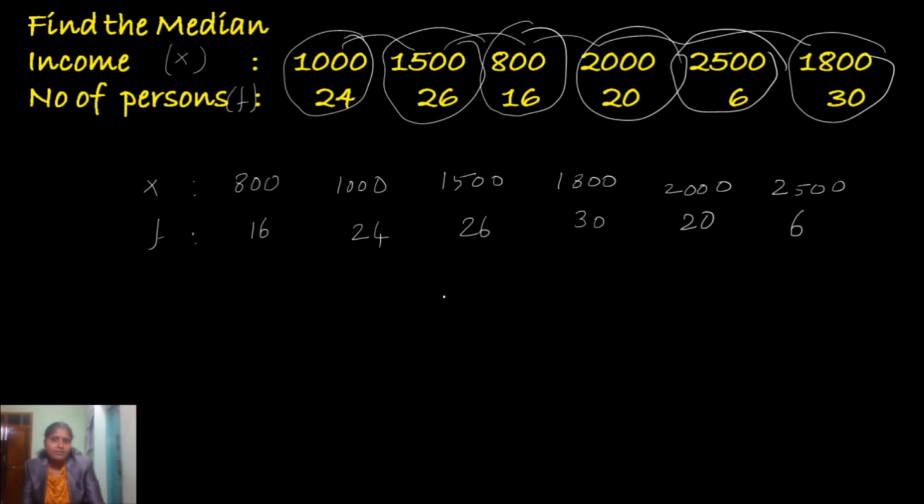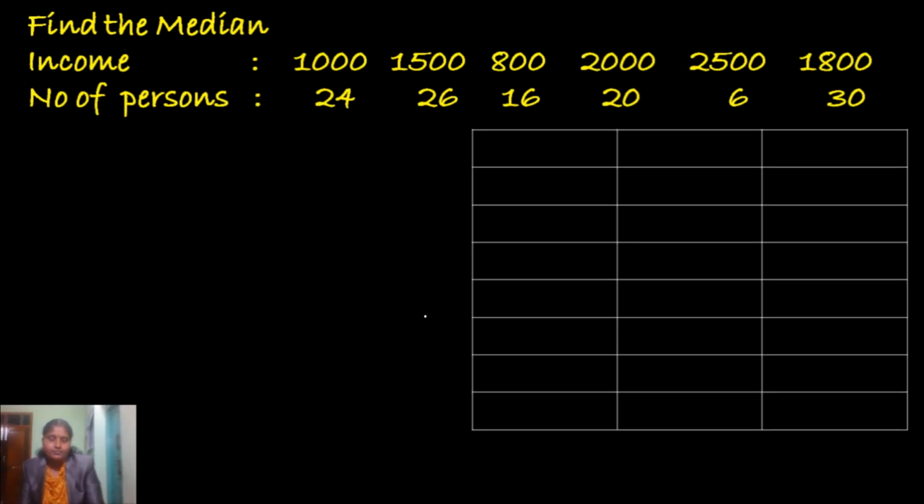After arranging them in ascending order, we have to find the cumulative frequency and then the value of (n plus 1) over 2. For that, let's construct a table. The first column consists of x, the second column consists of f, and the third column represents cumulative frequency, represented as CF here. As I told you already, you assign the variable x for income and number of persons as f. So the least value first is 800.